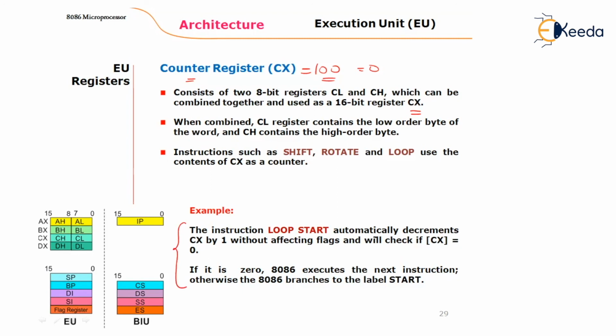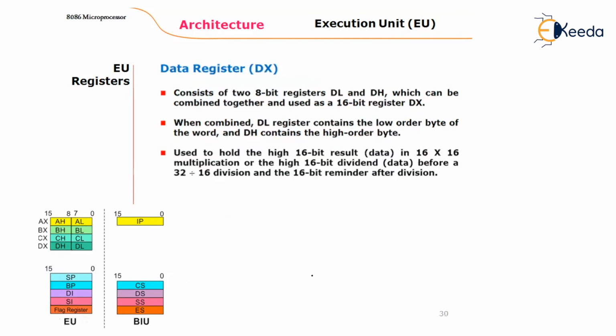The instruction loop start automatically decrements CX by 1 without affecting flags. It will check if CX is equal to 0 every time a decrement happens. If it is 0, 8086 executes the next instruction. Otherwise, 8086 branches to the label start. That's it. That is, if it is 0, after the loop, the next instruction will get executed. Otherwise, it will go to the starting point of the loop.